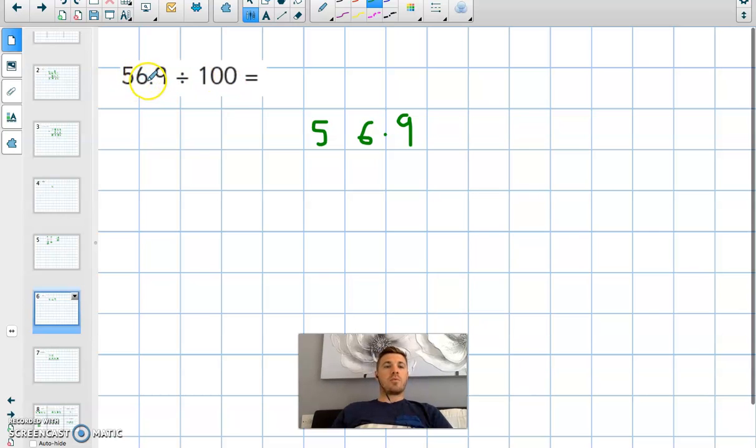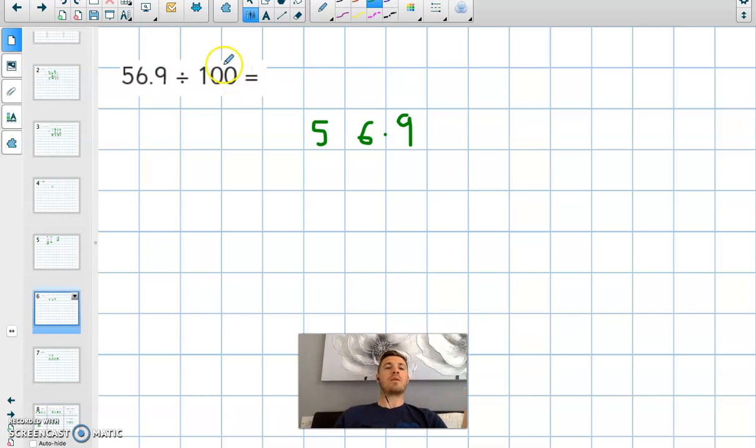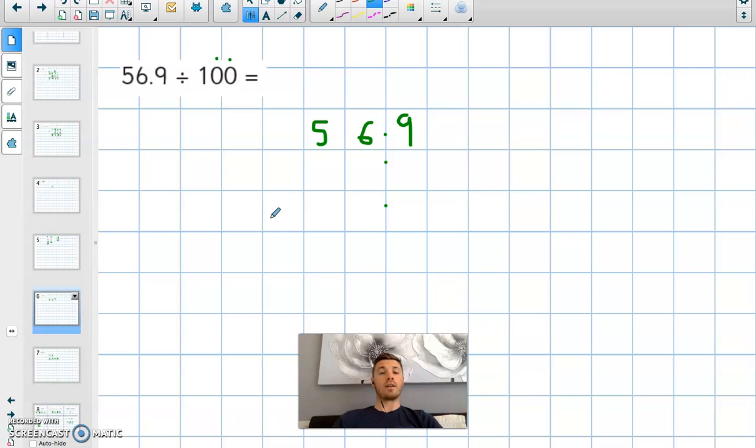Alright, so 56.9 divided by 100. The method we use is the dots method, and we count how many zeros are in the number you're dividing by when you're dividing by 10, 100 or 1,000. And there's 1, 2 zeros in 100. So I put 2 decimal points below my original number, ensuring that it's lined up with the original decimal point. And then when you're dividing, you're making it smaller, so we're moving all the numbers to the right.